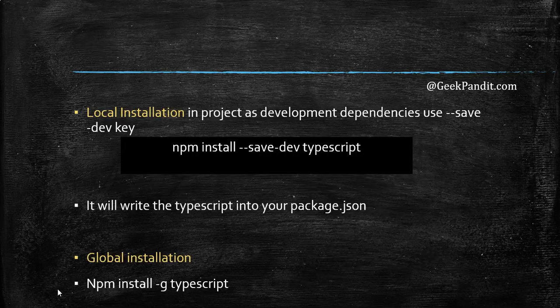Now we'll see the installation. First we'll see the local installation. Local installation in a project adds development dependencies. Use the --save-dev flag. So we'll do the local installation using this command. It will basically write TypeScript into your package.json. We'll also do the global installation using the command npm install -g typescript.